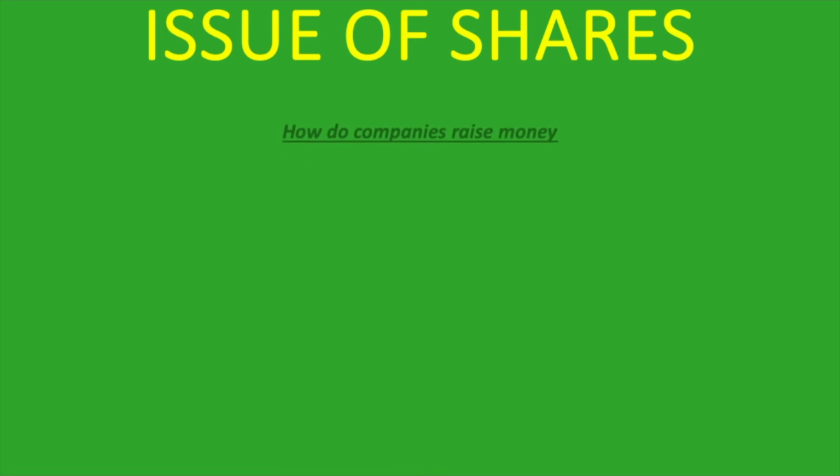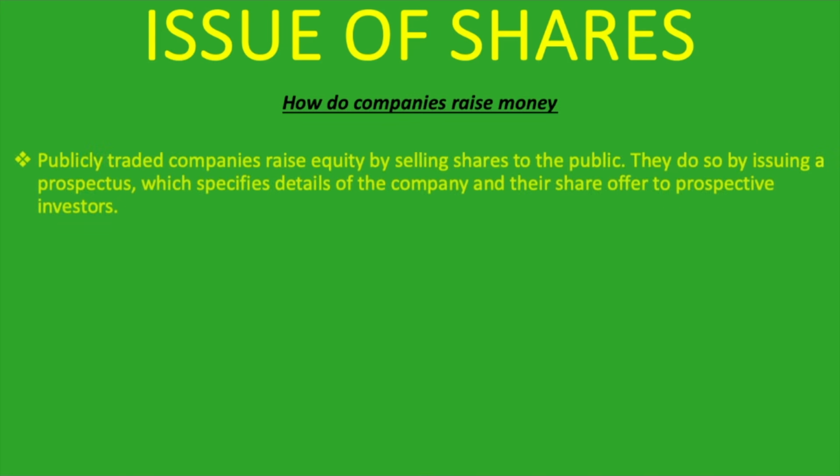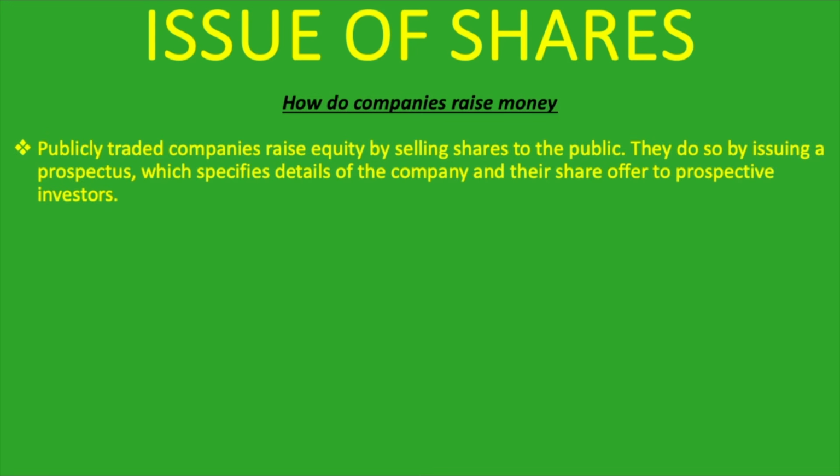So firstly, how do companies raise money? What do they do in order for them to get the money that they need for whatever they need to do? Maybe they want to expand on their operations, or they're just starting out the business and they would like some funding to be able to operate. Well, publicly traded companies raise equity or money by selling shares to the public. They do so by issuing a prospectus which specifies details of the company and their share offer to prospective investors.